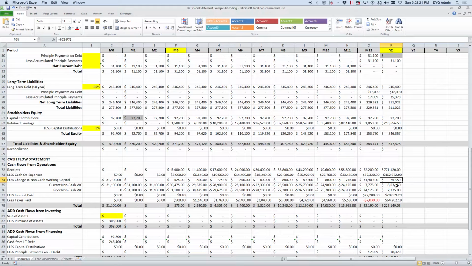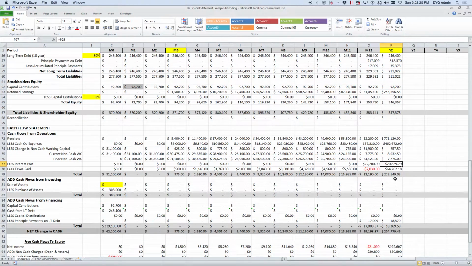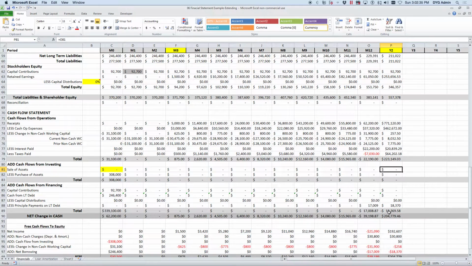So again, if you looked at interest and taxes, those are just coming from above, so that's fine. We're not assuming either purchasing more assets or selling more assets right now. We can talk later about what you would do if you were. And we're not considering going out and either taking on more debt or any capital contributions.